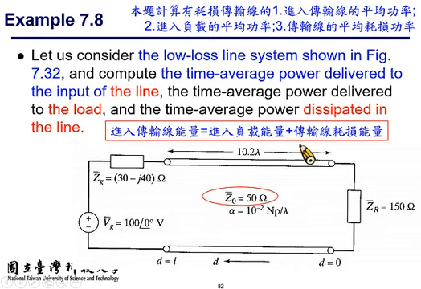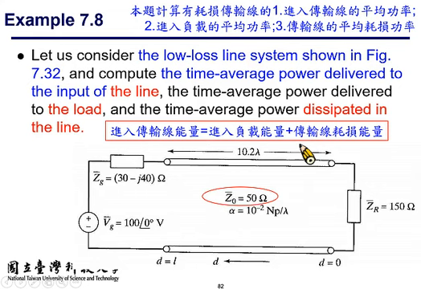So let's take a look at example 7.8. It has 3 questions. What is the time average power delivered to the transmission line system? That is the power that goes to the right of this interface, from the generator into the transmission line. The second question is the power delivered to the load, the time average power that goes into the termination. The third problem is the power attenuated on the transmission line. Right? So that's quite straightforward.